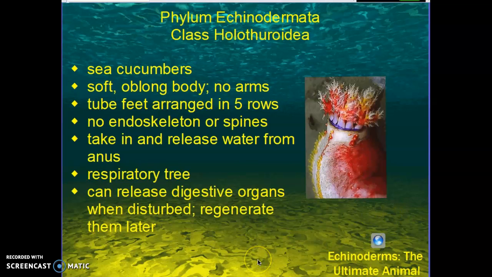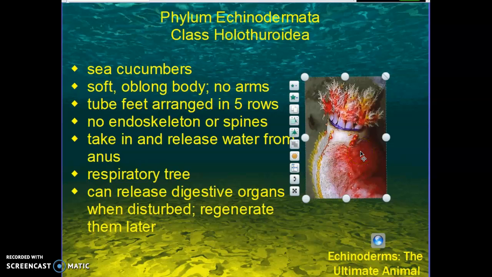Okay, then the last group, which is probably the strangest group of the echinoderms, these are your sea cucumbers. All you gotta do is Google some videos on sea cucumbers, and there's some really strange things, but I'll try to attach some that are not too gross. They have a really soft oblong body with no arms. Their tube feet are arranged in 5 rows. They don't have endoskeleton, and they don't have any spines.